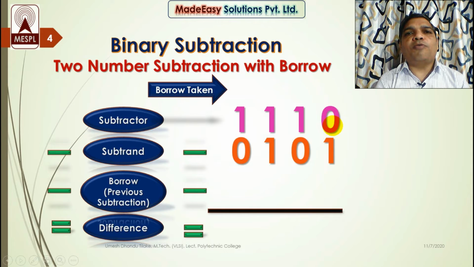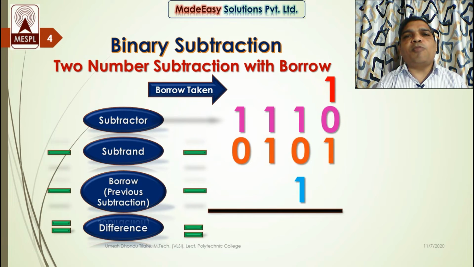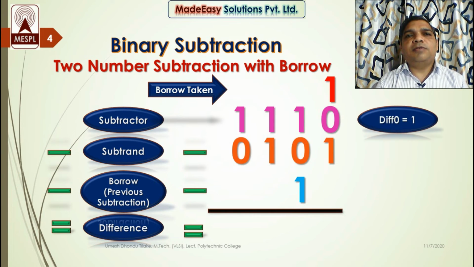I will take the borrow from the next significant bit, that is 1. And when I subtract 0 from 1, I will subtract the borrow also. So I will put the borrow over here first, and then the borrow will be given to the LSBs. Now the value of the borrow is 10, that is 2. So now you know 1 subtracted from 10, I will get the result 1. So I am getting the result 1, and I will put the result over here.